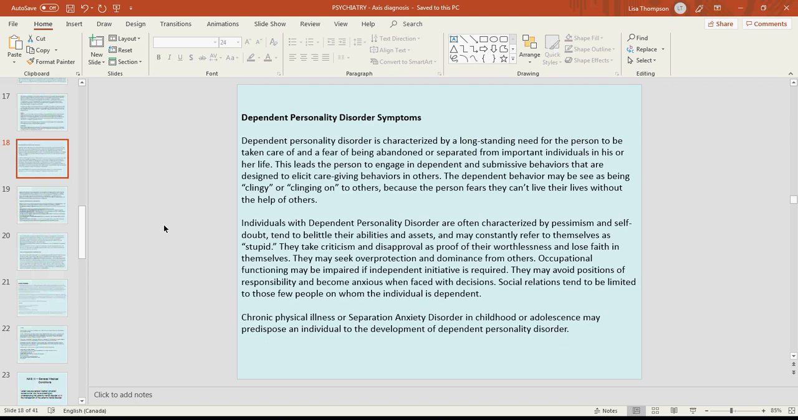Occupational functioning may be impaired if independent initiative is required. They may avoid positions of responsibility and become anxious when faced with decisions. Social relations tend to be limited to those few people on whom the individual is dependent. Chronic physical illness or separation anxiety disorder in childhood or adolescence may predispose an individual to the development of dependent personality disorder.